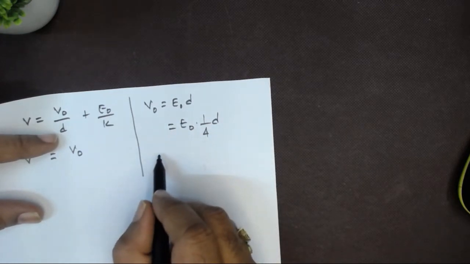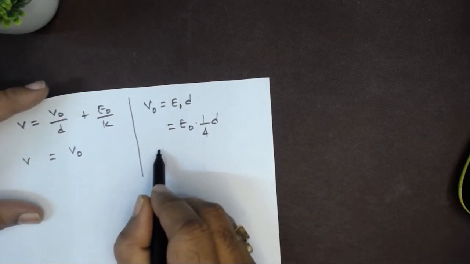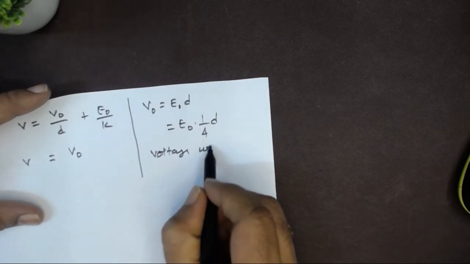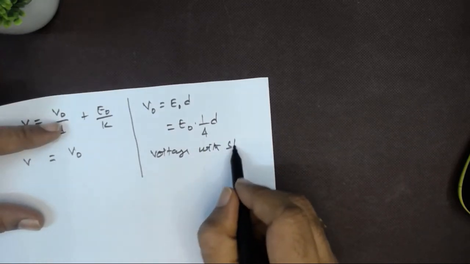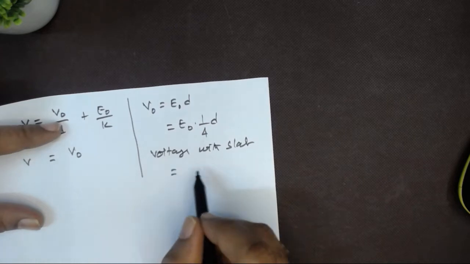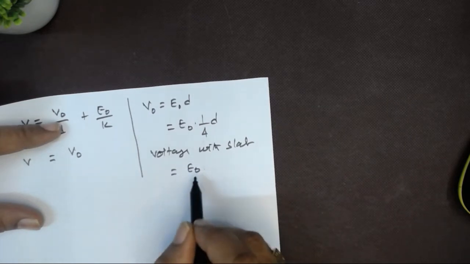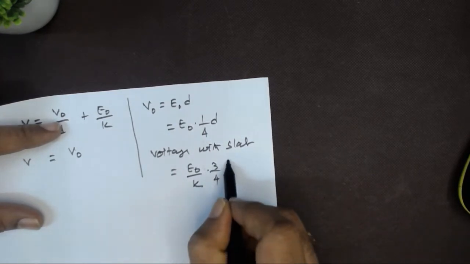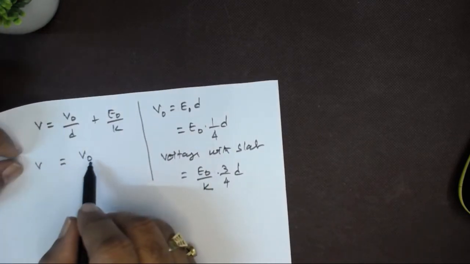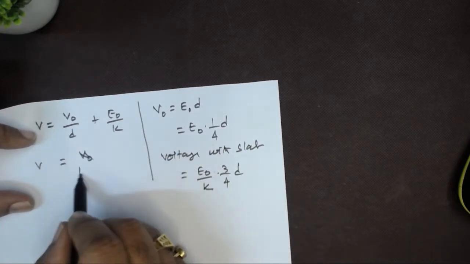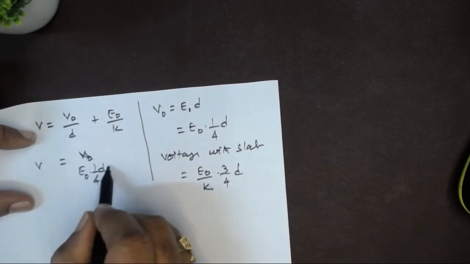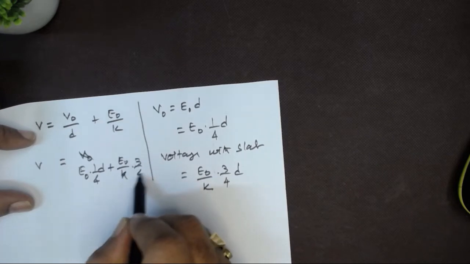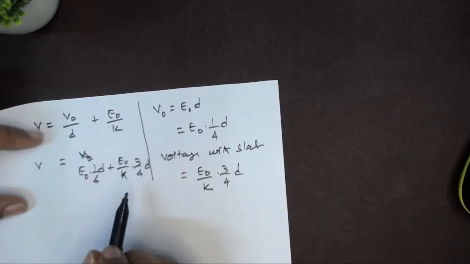Insulator. Okay. So the voltage with the dielectric medium, or with the slab, is given by E naught divided by K into D. This D is nothing but 3/4 of D. Correct? Now we have to add these two. Therefore, the net potential will be E0 into 1/4 of D plus E naught by K into 3/4 of D. Are you able to follow? Take down 3/4 of D.